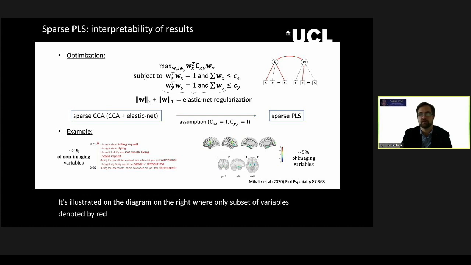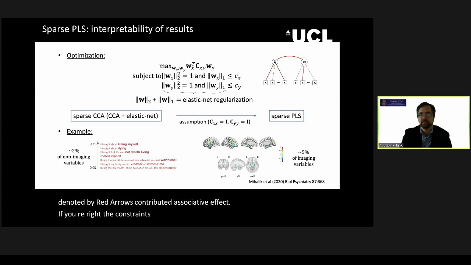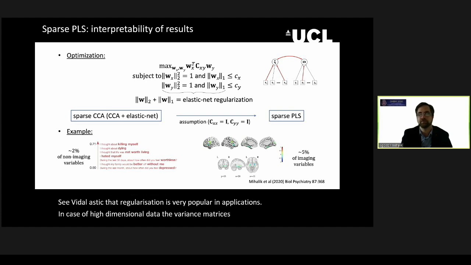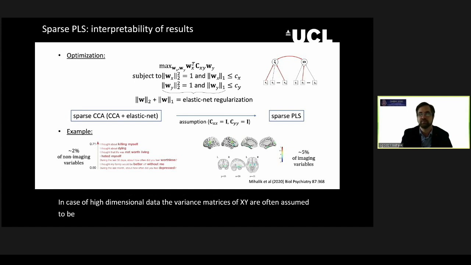It's illustrated in the diagram on the right, where only a subset of variables denoted by red arrows contribute to the associative effect. If we rewrite the constraints of sparse PLS, as shown now, we see that they correspond to L1 and L2 norm constraints, which used together are called elastic net regularization. CCA with elastic net regularization is very popular in applications. In case of high-dimensional data, the variance matrices of X and Y are often assumed to be identity. And then, as we discussed before, these assumptions make CCA equivalent to PLS. Therefore, sparse CCA and sparse PLS are often equivalent models in practice.